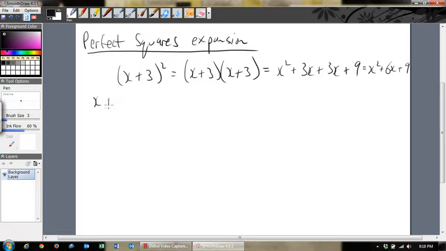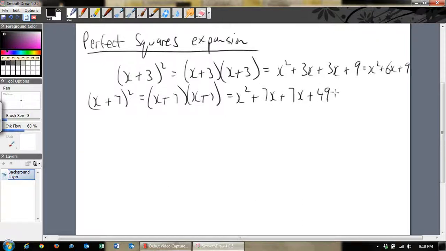Let's do another one. x plus 7 squared is equal to x plus 7 times x plus 7, which is x squared plus 7x plus 7x plus 49. If we simplify that, we get x squared, 7x plus 7x is 14x, plus 49.